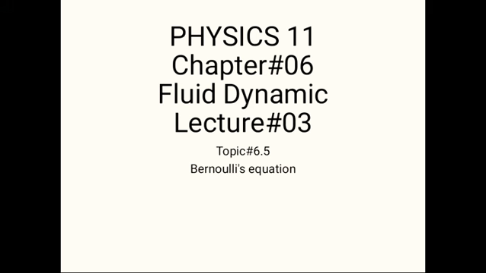Dear students, as you know, in the last lecture we learned about the equation of continuity and fluid flow. So today we will learn the next topic of chapter number 6, 6.5, Bernoulli's equation. In the last topic, the equation of continuity, we learned the relation A1 V1 is equal to A2 V2. The product of area and speed remains constant. We learned that when area is large, speed is slow, and when speed is large, area is small.